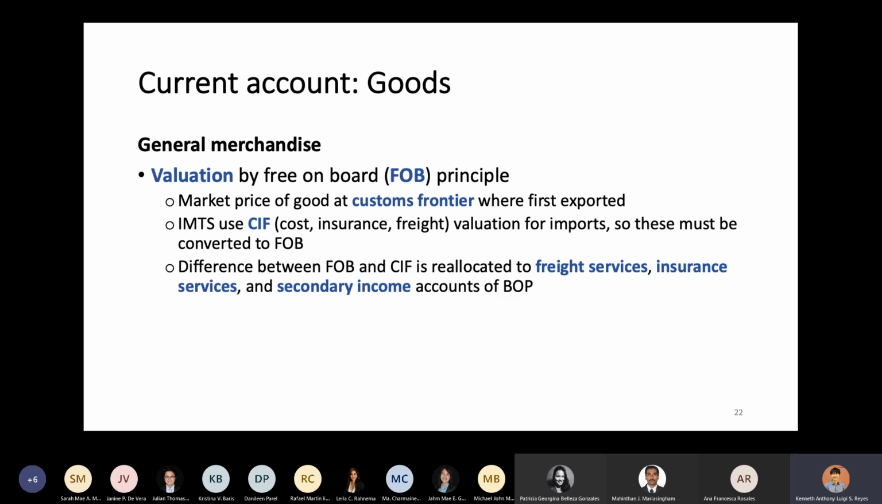Another difference would be in valuation, because in the BOP, everything has to be valued by the free on board, or FOB, principle. However, for the IMTS, while it uses the FOB principle for exports, it uses the cost, insurance, freight, or CIF, valuation principle for imports. So that has to be corrected in the BOP. The difference between the FOB and the CIF valuation is reallocated into the BOP into freight services, insurance services, and if you get insurance claims, also in the secondary income account.